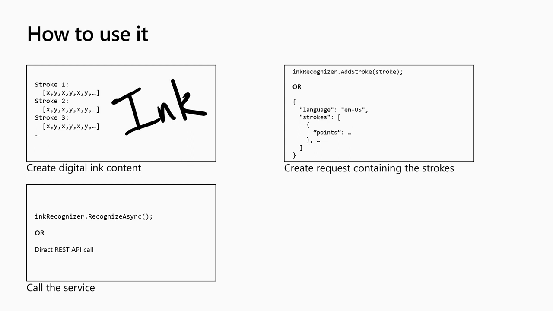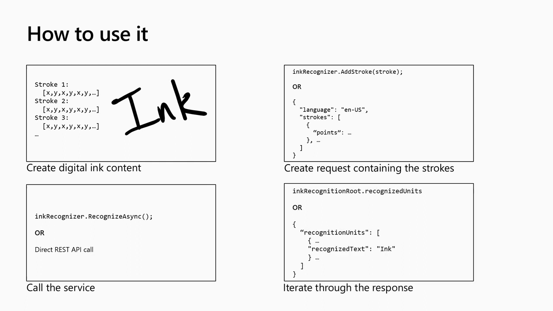Again, our samples provide a nice class that you can use with a recognize async method, which invokes the service. Alternatively, if you're doing something custom, you can just invoke the REST APIs yourself. Lastly, you're going to iterate through the response. Now we'll take a deeper look at the response, how that looks, in a minute here. But essentially, you get a tree view that corresponds to all the different recognition results.